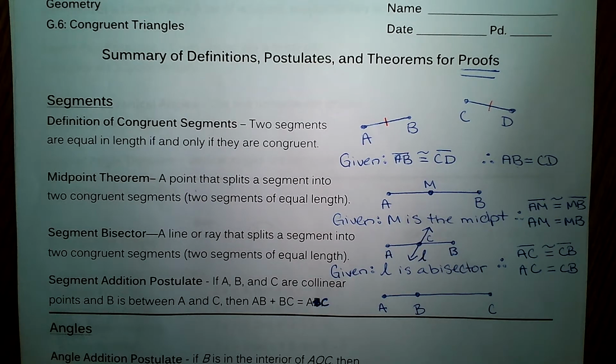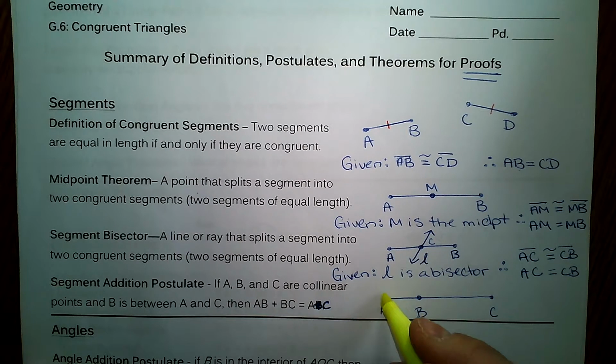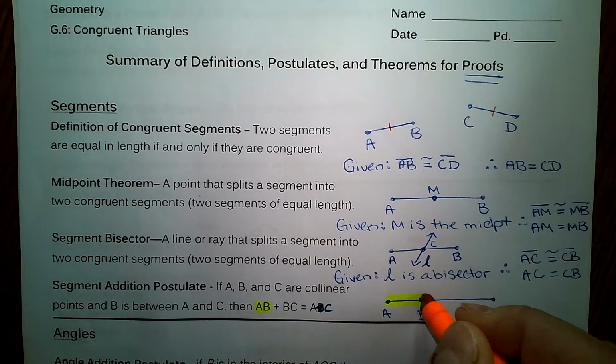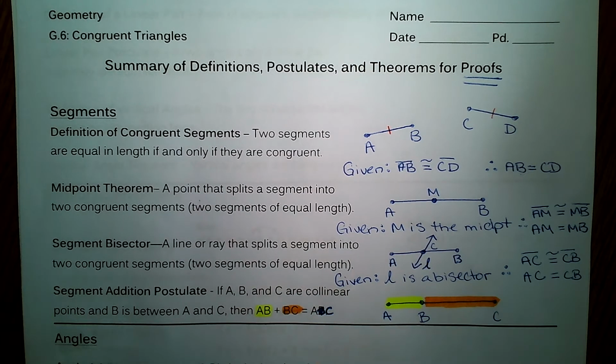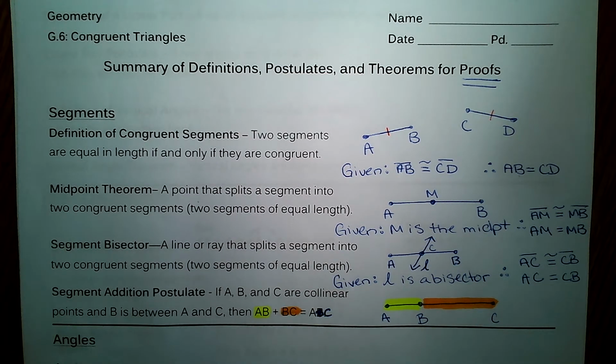Let's see what that looks like over here. Distance from A to B, so from A all the way to B, plus the distance from B all the way to C, if you have another highlighter, is equal to the distance from A all the way to C, and that'll cover up the whole line. That'll be the entire line. So from A to C is all the way across. That's called the segment addition postulate.